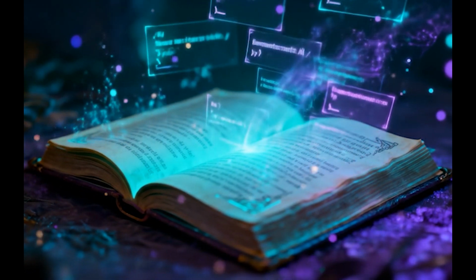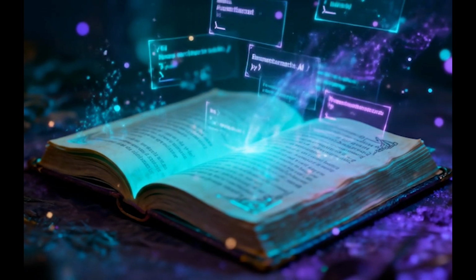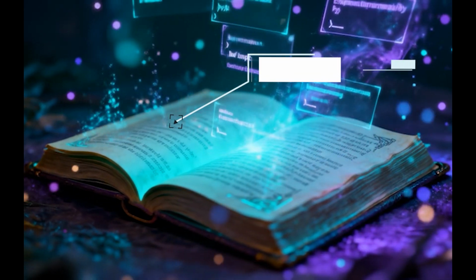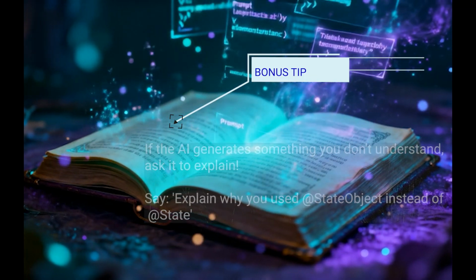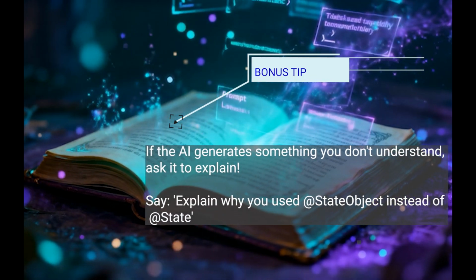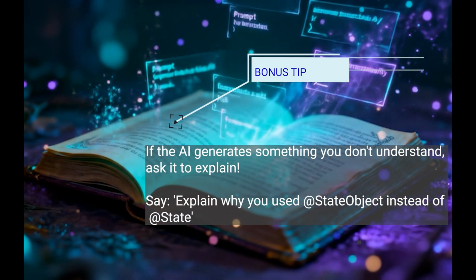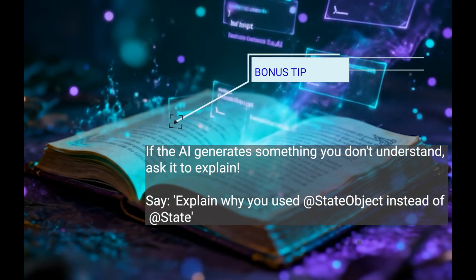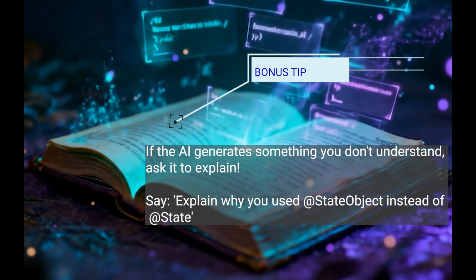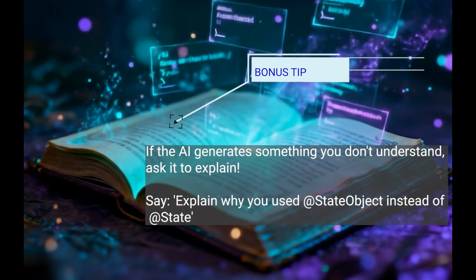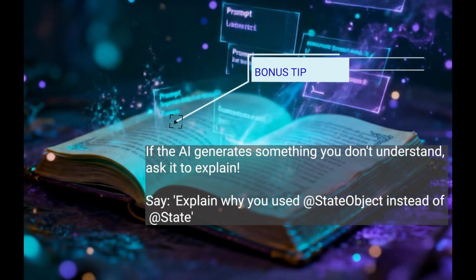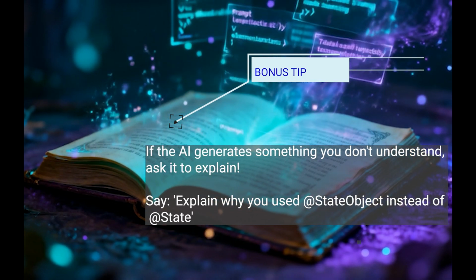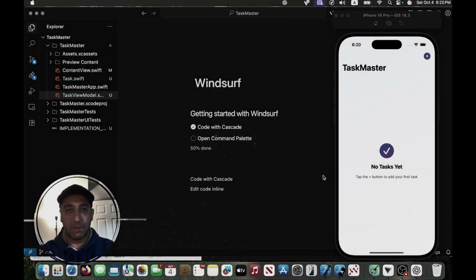And the bonus tip, if the AI generates something you don't understand, you can ask it to explain. Say, explain why you used @StateObject instead of @State. It'll teach you. The AI is also a tutor for you. These 3 techniques, platform specificity, best practices trigger, and contextual iteration, have saved me hundreds of hours.